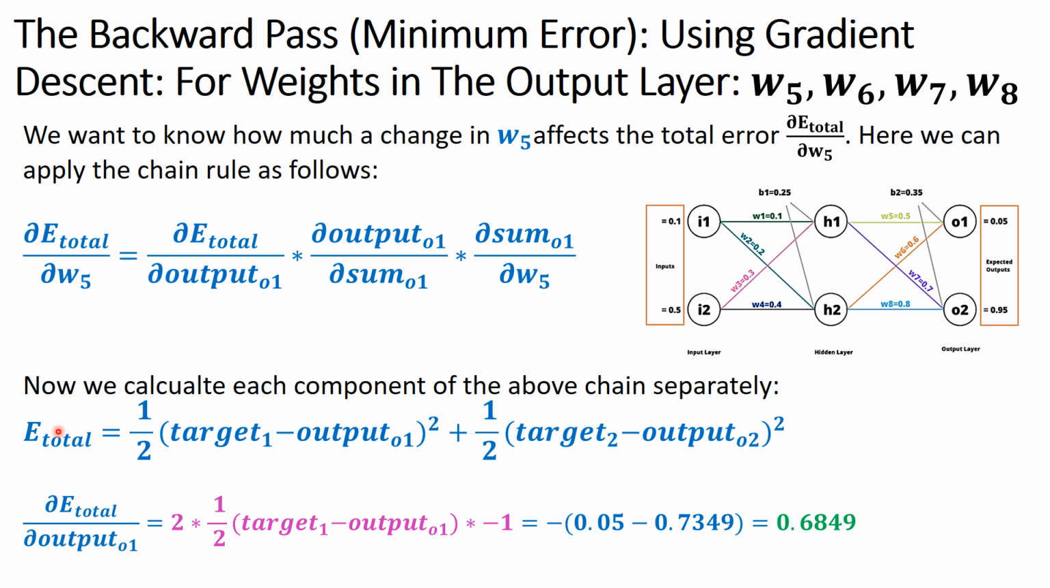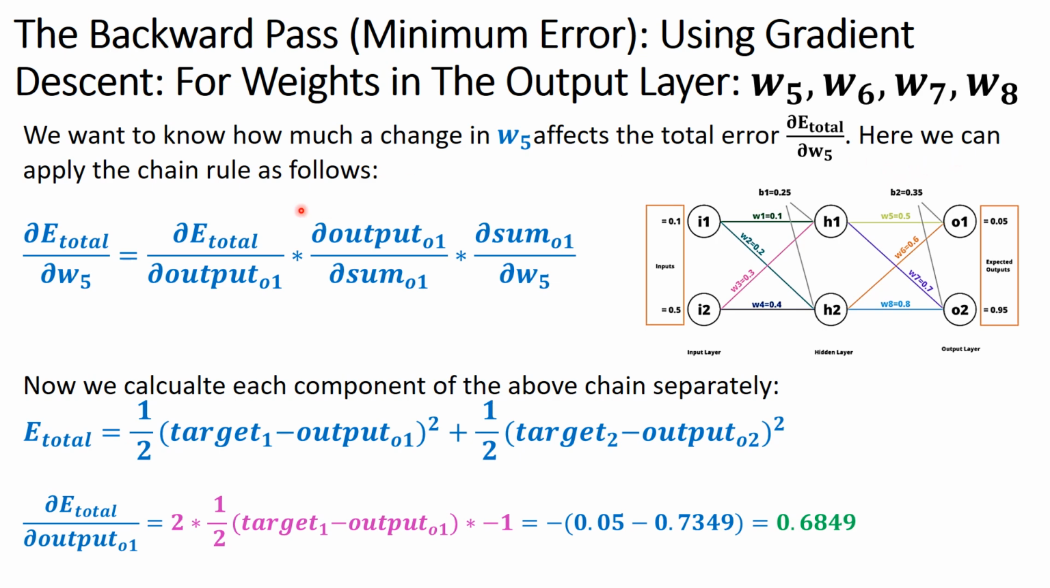The backward pass minimum error using gradient descent for weights in the output layer. We want to know how much a change in W5 affects the total error, partial E total with respect to W5. هنبدأ في حسابات الجريدينت للأوزان، وبنبدأ بالطبقة الأخيرة اللي هي طبقة المخرجات. هنحسب الجريدينت ل W5 W6 W7 W8. بعد ذاك we update the weight accordingly. نجي للطبقة الخفية نحسب الجريدينت للأوزان وهكذا.